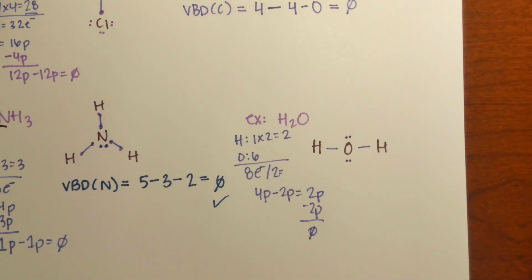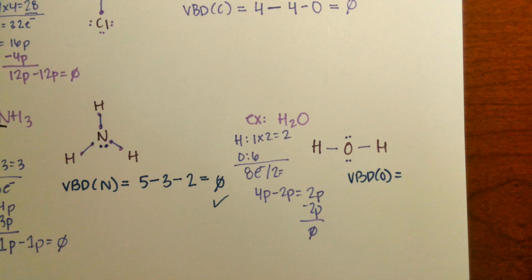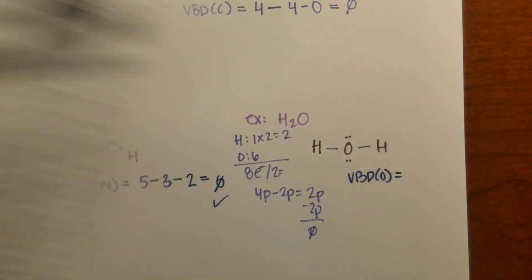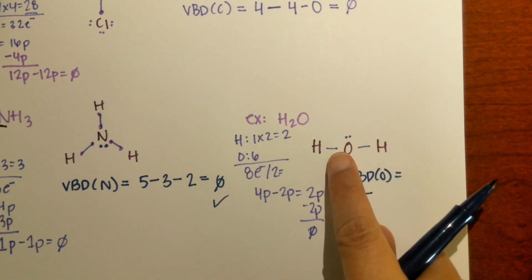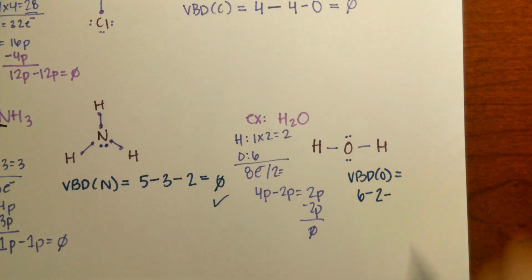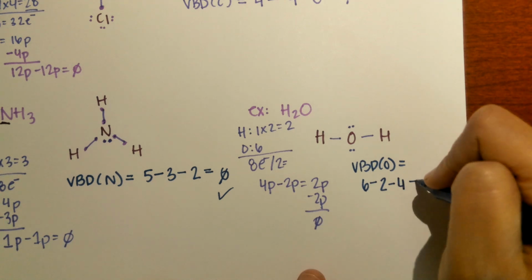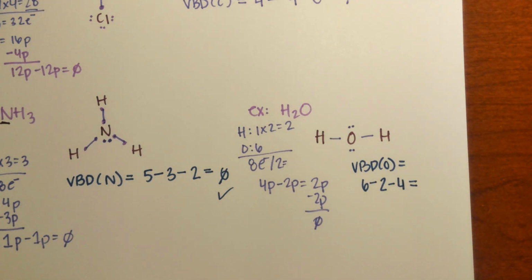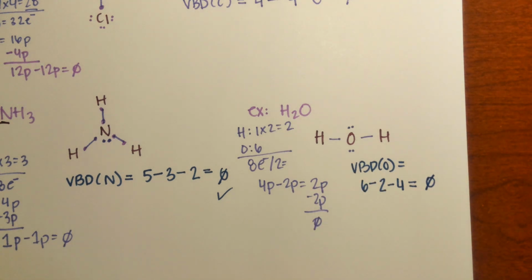Now let's do the VBD check for oxygen. How many valence electrons does oxygen have? It's in group 6, so 6 valence electrons, minus how many bonds do I have on oxygen? 2, minus how many dots do I have on oxygen? 1, 2, 3, 4. 6 minus 2 minus 4 is 0. So therefore, it is happy.